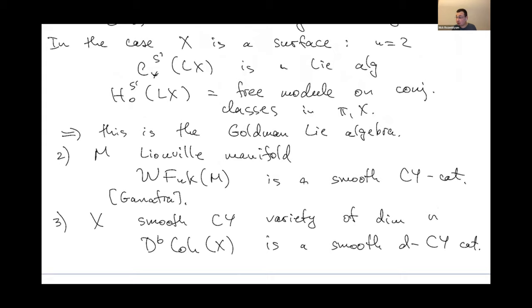Any questions so far? Nick, can you remind us how you get the one back from two? Oh yeah, the way you get one back from two is you apply this taking M to be the cotangent bundle of your manifold. You have to do more than that, right, if you want to get the algebra out of the category.